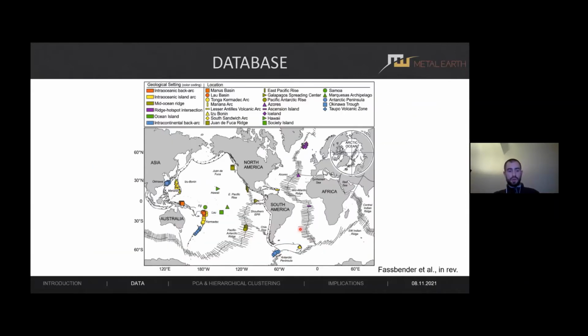So we started off creating a database. This is a database containing felsic volcanic rocks in various submarine environments. This compilation has no more than 2,000 samples, and it covers ocean islands, mid-ocean ridges, ridge hotspot intersections, and various arc assemblages as well. This database was then screened for samples that are completely analyzed in major elements such as silica, alumina, titanium, potassium, and trace elements such as thorium, barium, niobium, lanthanum, zirconium, and ytterbium.